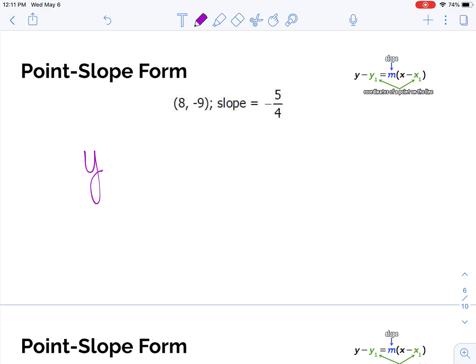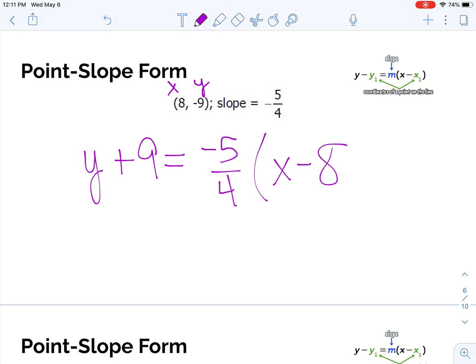So I'm going to put an x and a y above these so I don't get confused. Minus y1, well that's a -9, so I got minus -9. Well, I can just write plus 9 is equal to the slope, which I already know is -5/4, times x minus x1. And I am done.